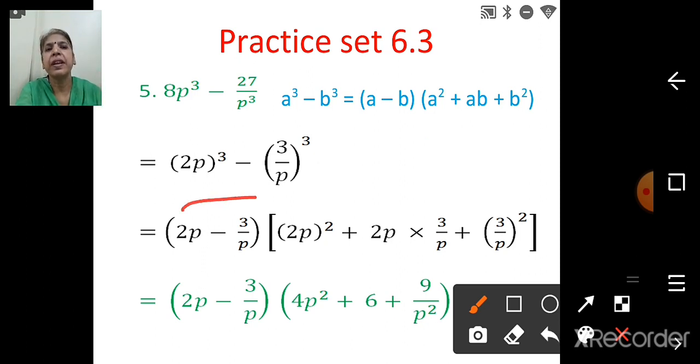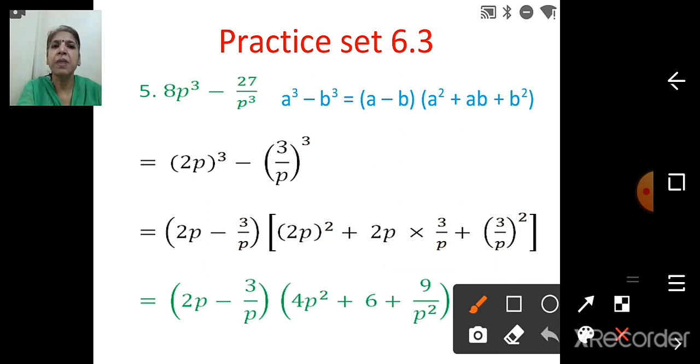The next step, what will we write? 2p the whole cube minus 3 upon p the whole cube. First term is 2p, second term is 3 upon p. So our first factor is 2p minus 3 upon p. Write in bracket. Second factor, that is, we are using square bracket. First term is a square, so it is 2p the whole square plus 2p into 3 upon p plus 3 upon p the whole square.